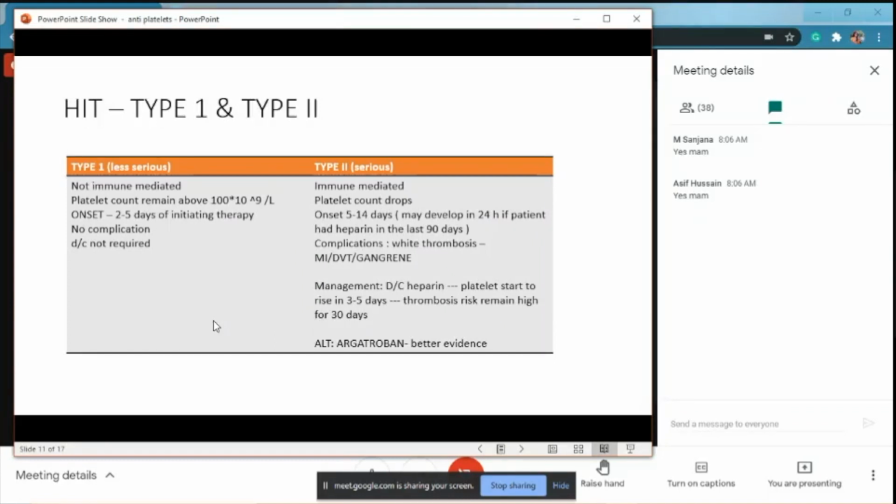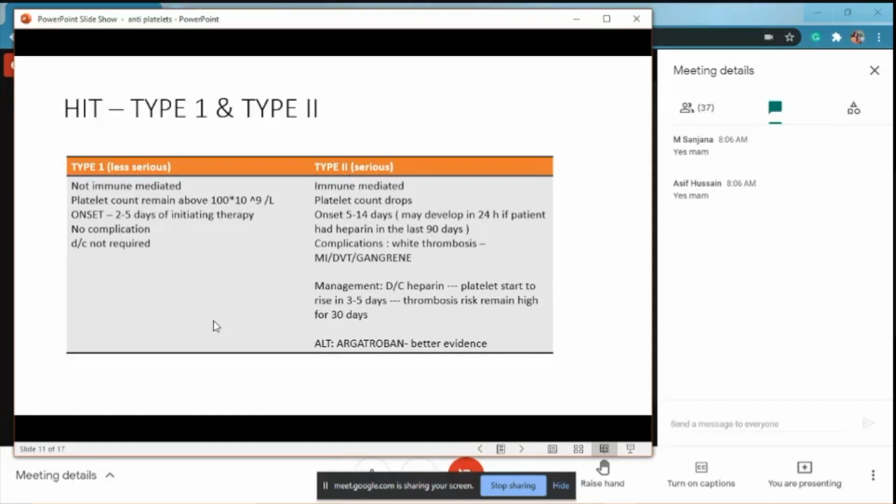So that means if the patient took the heparin in the last 90 days, say 2 weeks before, and the patient develops the reaction, then we have to screen out whether it is type 1 or type 2.